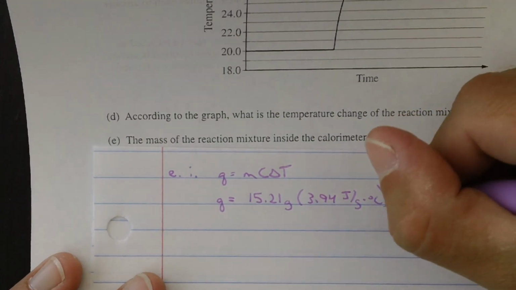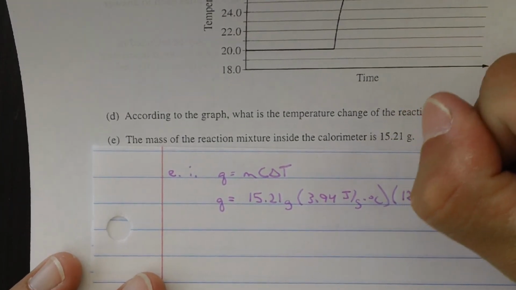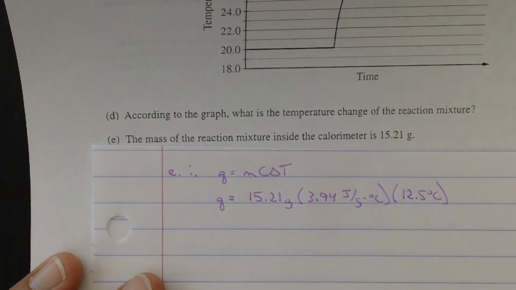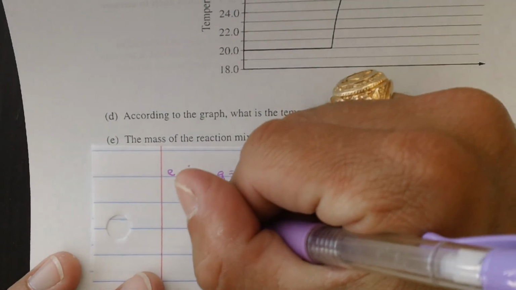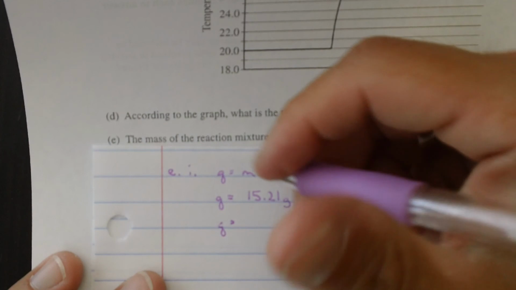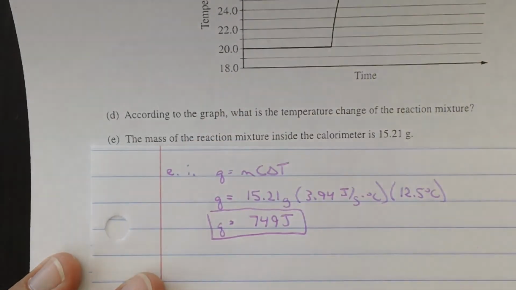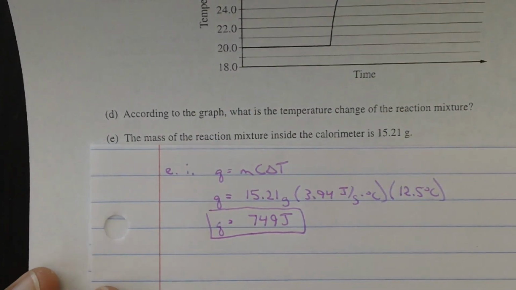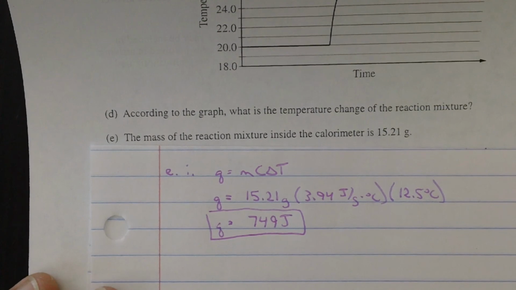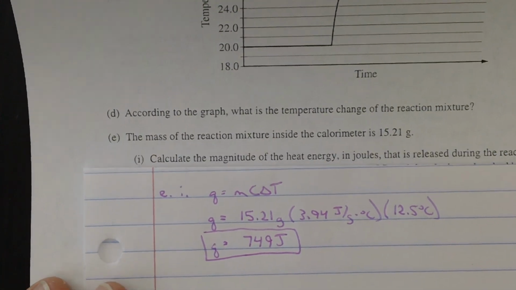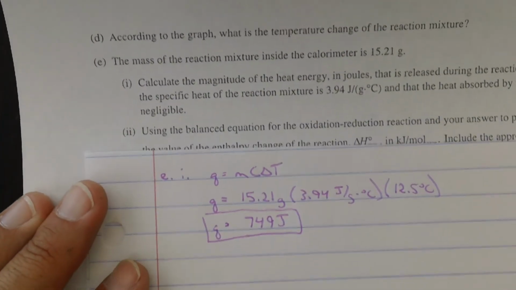And then times the change in temperature we just found, 12.5 degrees Celsius. That's what our setup looks like. And Q in joules, like they asked, is 749 joules of heat. That's how much heat is given off by that thing. You can put joules released, that's fine. Good, part 2 of that.